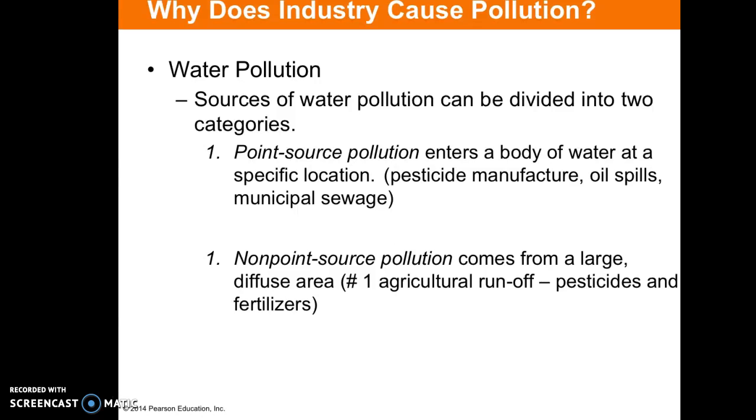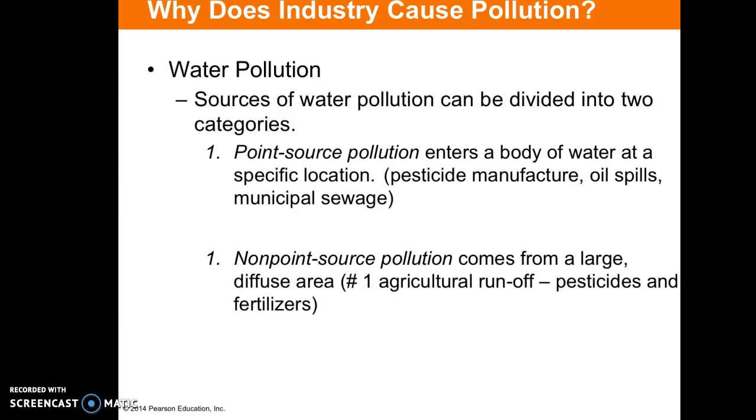Non-point source pollution comes from a large diffuse area. So, for example, agricultural runoff, things like pesticides, fertilizers, and animal waste running off farms. While you might know the general area, most agricultural areas are large, and so it's really hard to pinpoint exactly where these fertilizers came from.